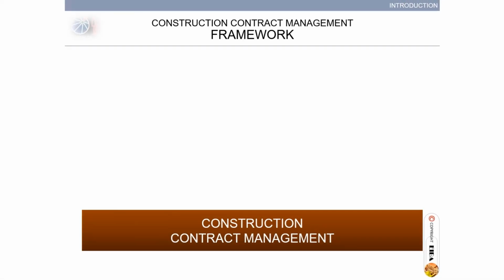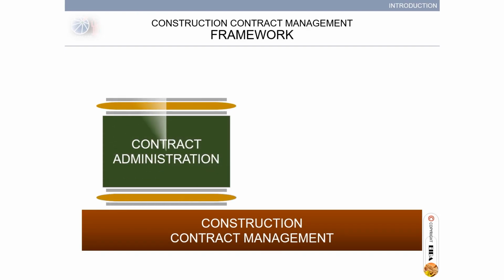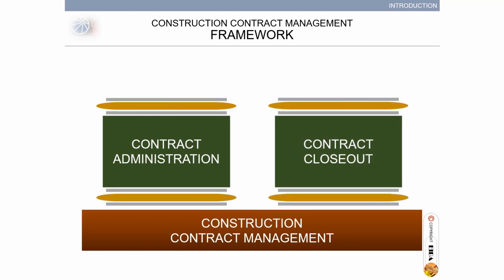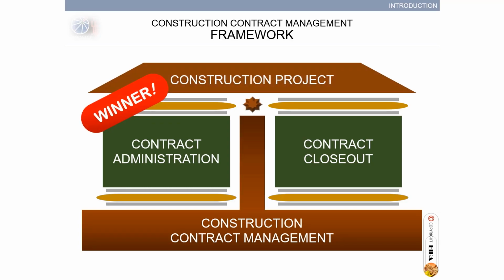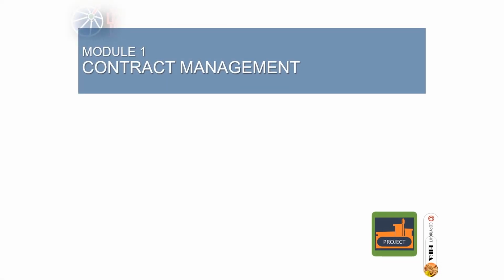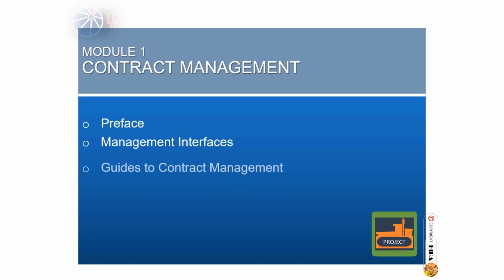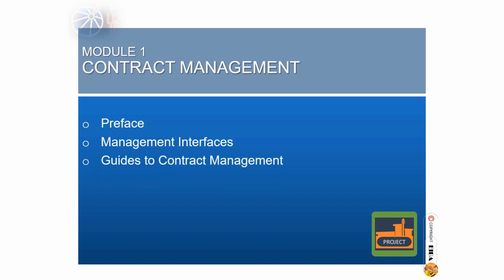The construction contract management in a framework serves as the foundation to two process pillars. First pillar, contract administration. Second pillar, contract closeout. Applying properly, contract management will result to a winner construction project. Let me begin with the contract management. Let us have Module 1, Contract Management. We start with the preface. Next, Management Interfaces, Guides to Contract Management, and the reality of managing projects.